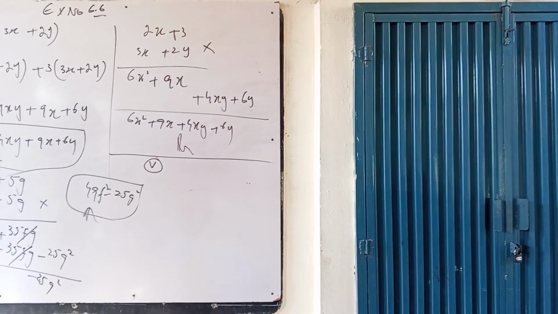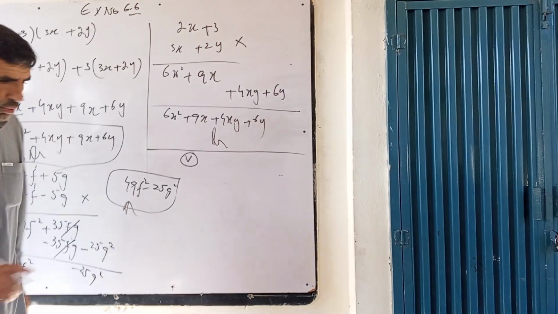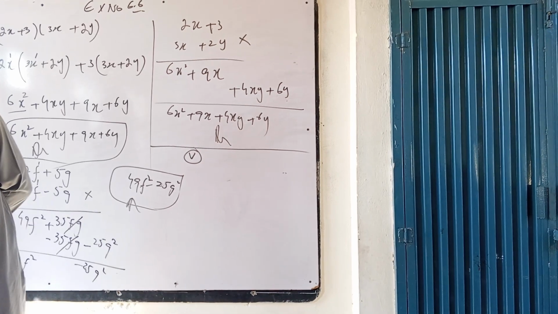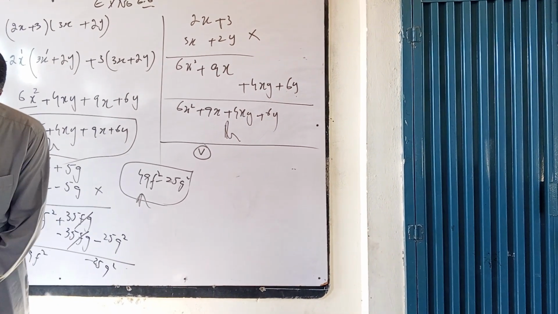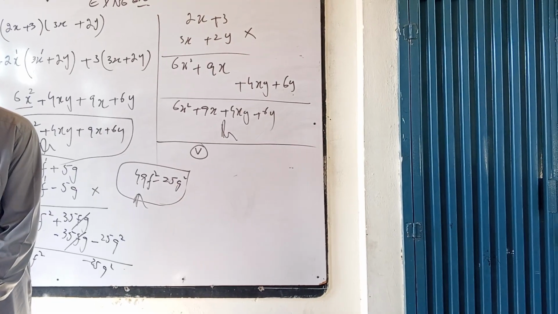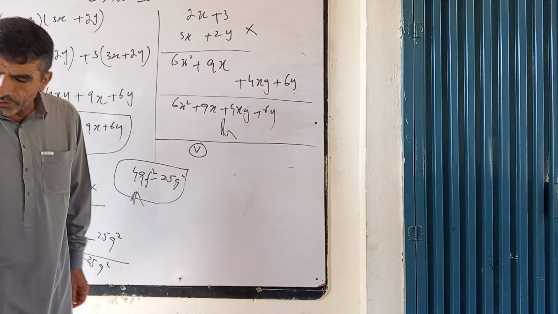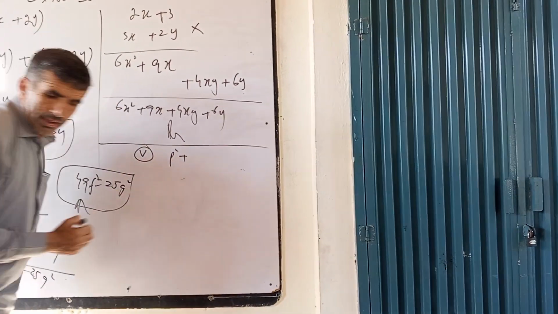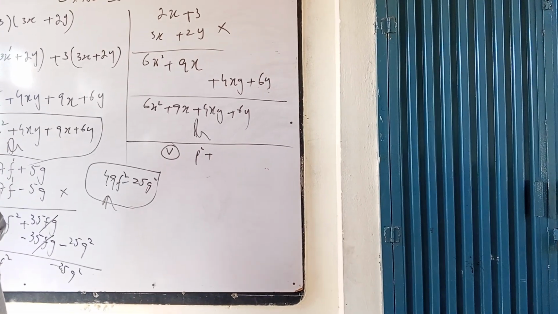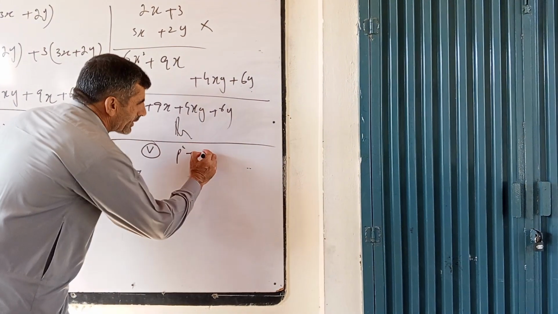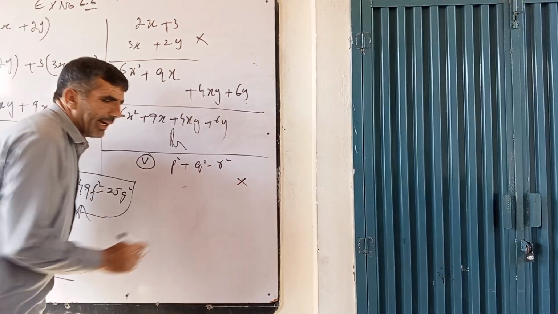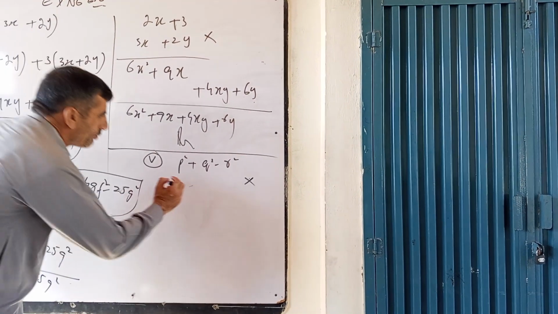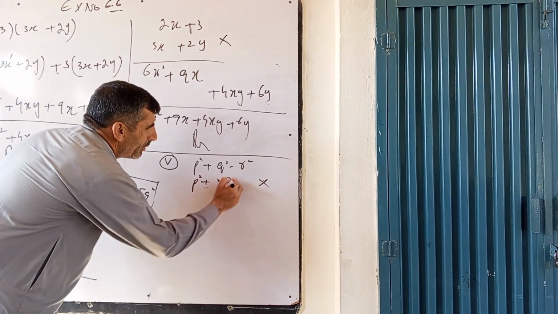So part number 5. Part number 5 is p square plus 2p. The first term has a little bit, the second term has more terms, so I shall write it on the upper side. So it is equal to p square plus q square minus r square, multiplied by p square plus 2p.